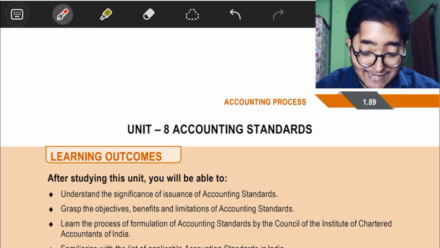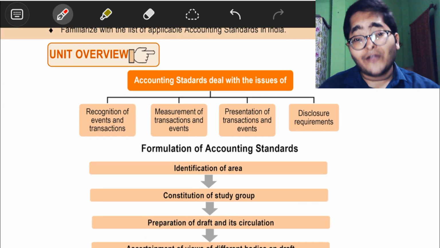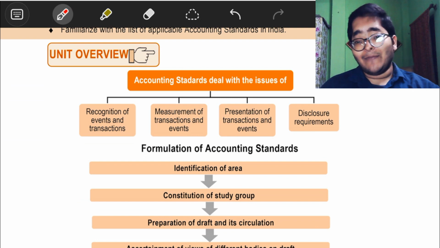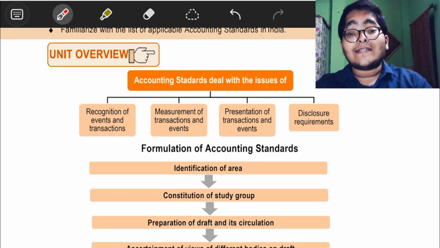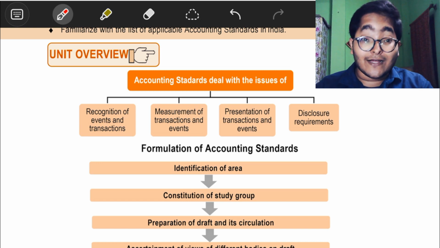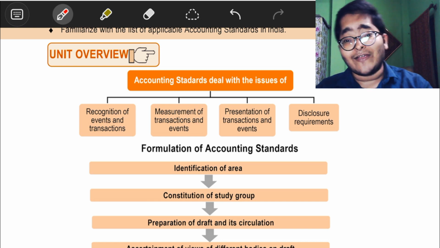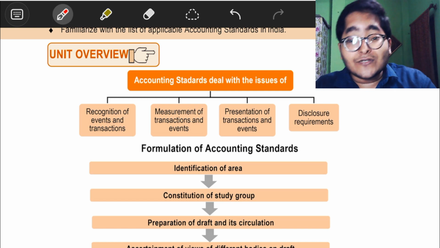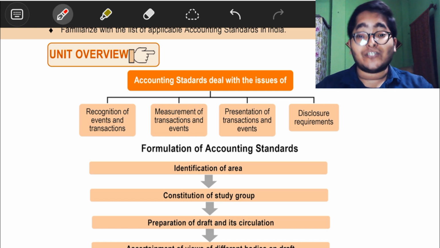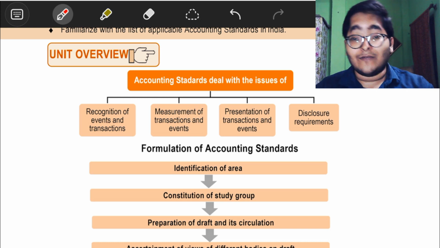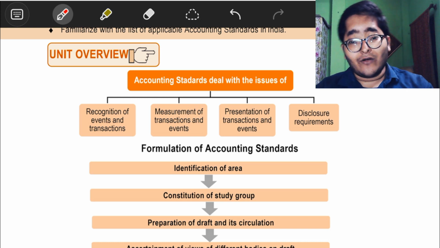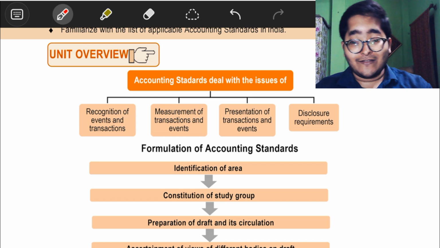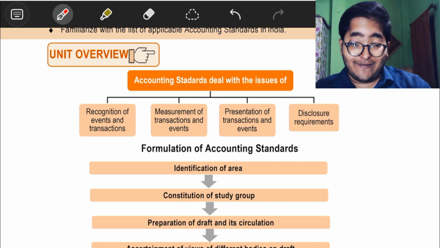Unit 8, Accounting Standards. So, what do you understand by an accounting standard? In layman's terms, accounting standards are the standards or concepts or the set of rules and regulations that need to be abided by the accountants in the process of preparation and presentation of the financial statements or the books of accounts of a business firm or an enterprise. So, let us start with the study material content.